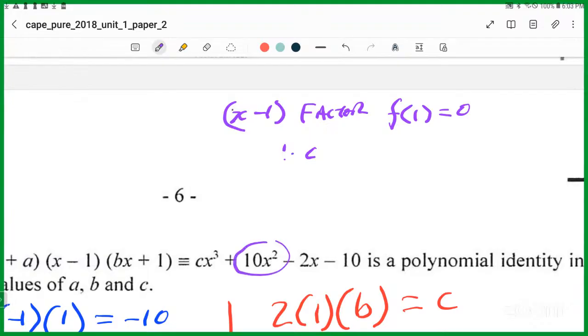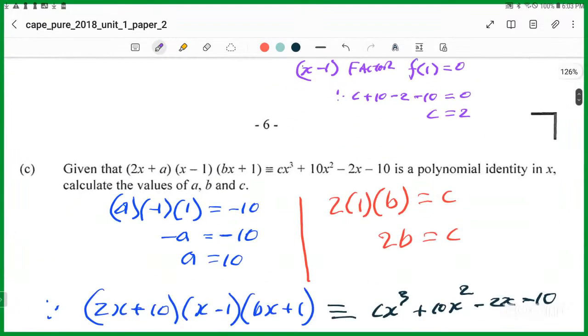Put 1 here, so you're going to get 10. Put 1 here, so you're going to get minus 2. Put 1 here, so you're going to get 10. Minus 10. That's all equal to 0. So this 10 cancels this 10, and this negative 2 goes over there. You get c equals 2. And after I get c equals 2, 2b equals c, right? Right, from this. So 2b equals c, same way.